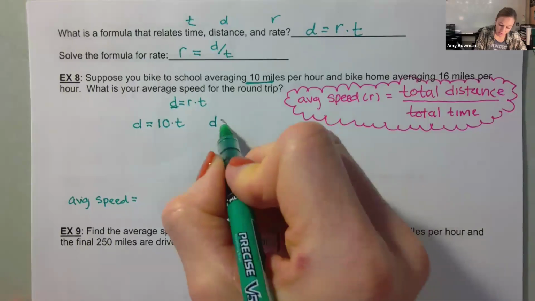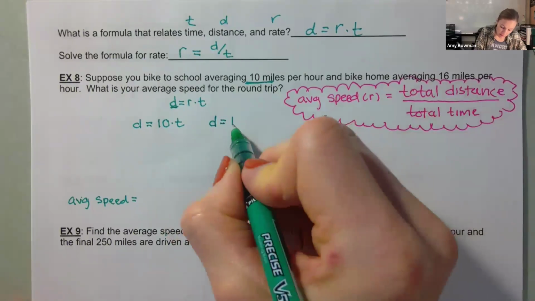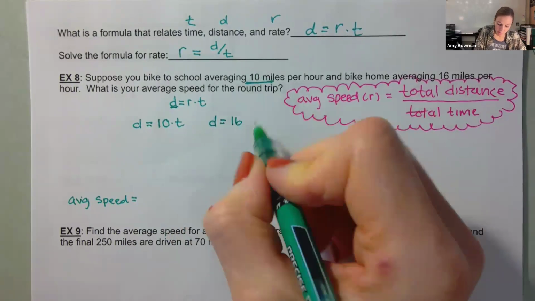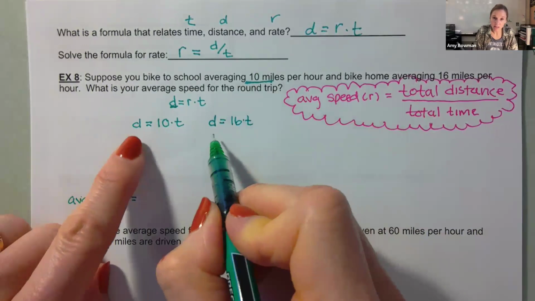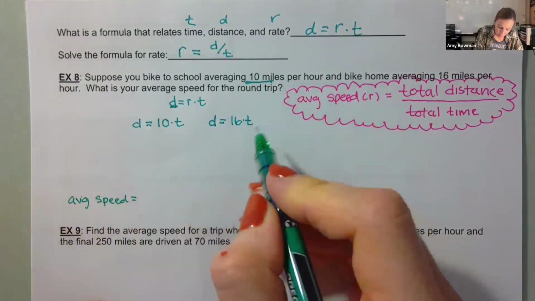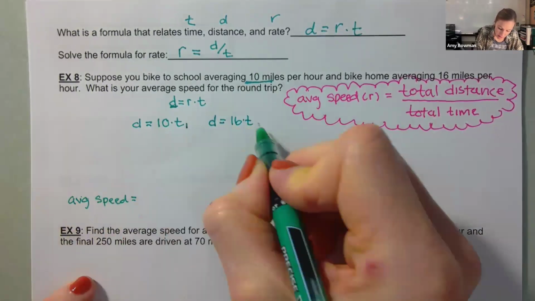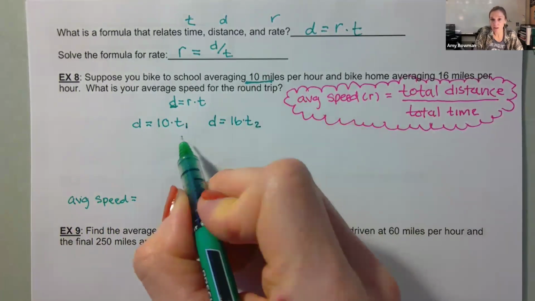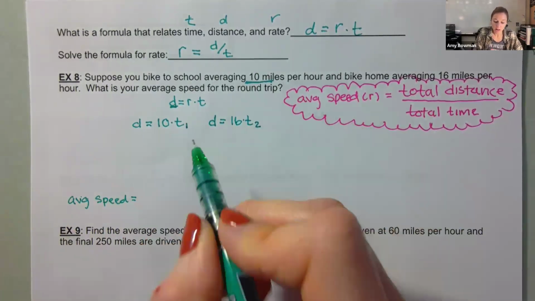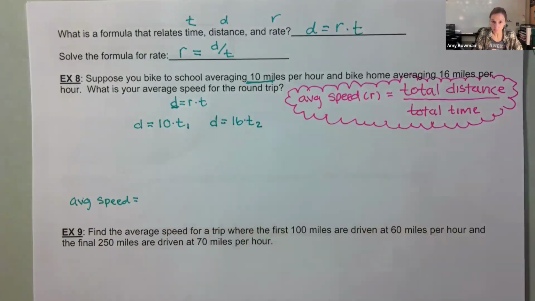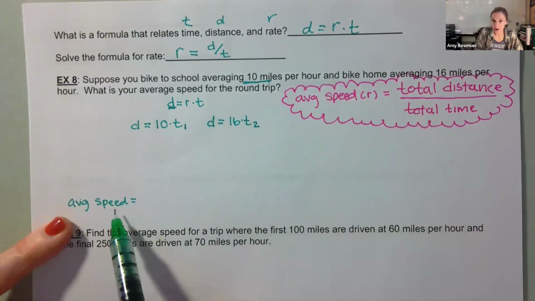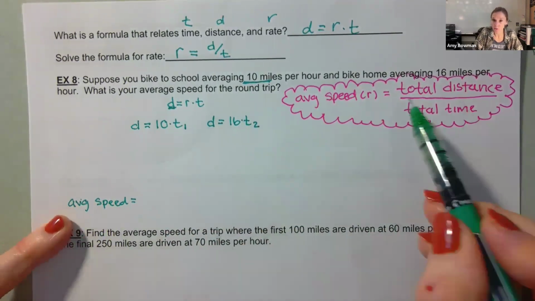This time you rode much faster. You rode 16 miles an hour for some other amount of time. So while the distances are the same, these 2 times are different. So we need to make sure we account for that. So I'm labeling those T1 and T2. T1 is the amount of time it took to get to school. T2 is the amount of time to get home. So when we come down here and start thinking about our average speed, remember, we just need the total distance.